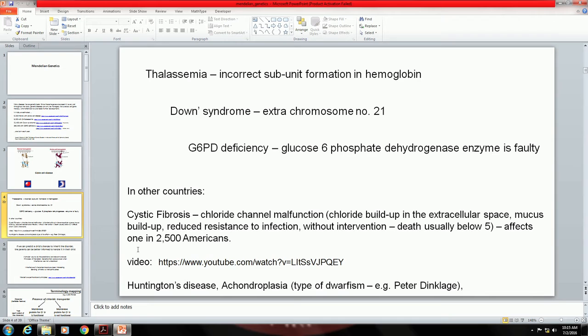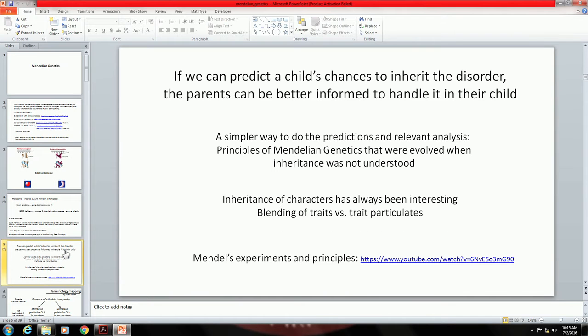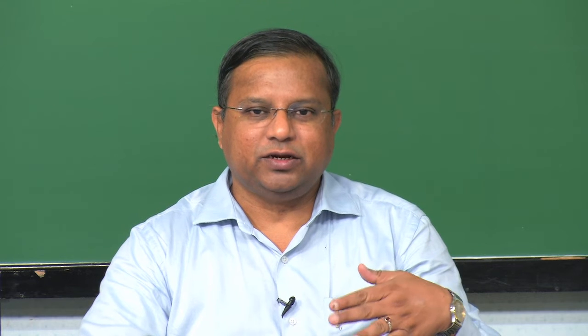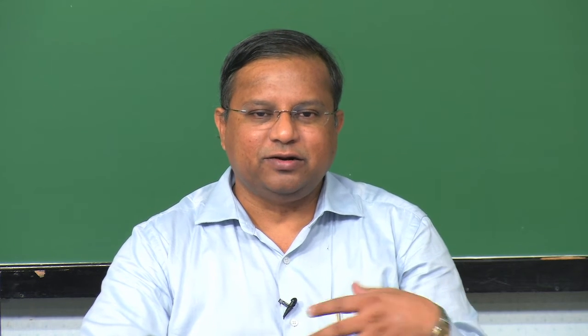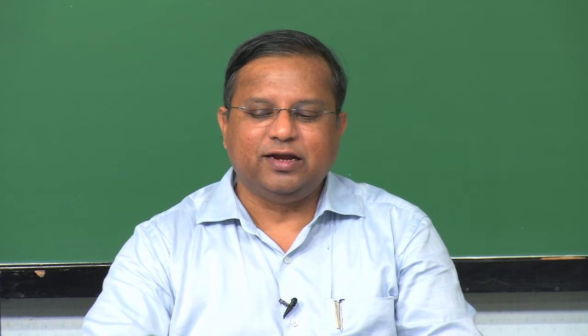So are Huntington's disease and achondroplasia and so on and so forth. These are just examples. Our overall aim was that if we can predict a child's chances to inherit the disorder, the parents can be better informed to handle it in their child. We know quite a bit about the way the information is inherited, or the characteristics are inherited.